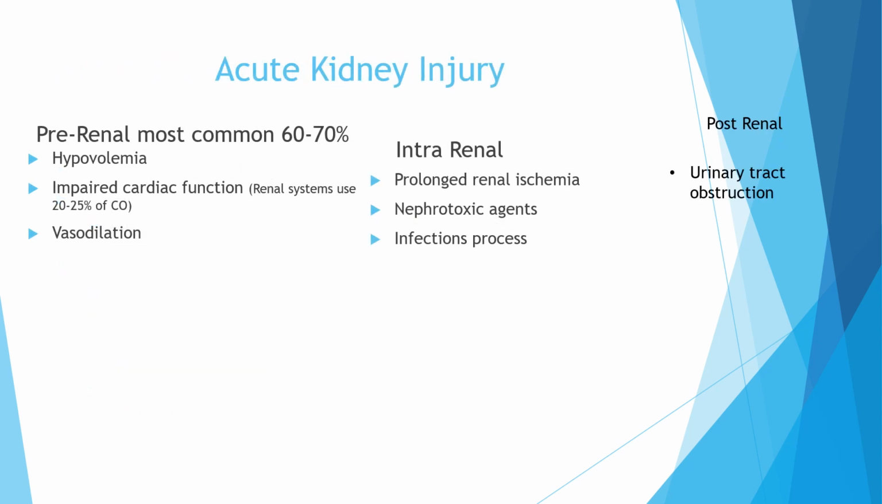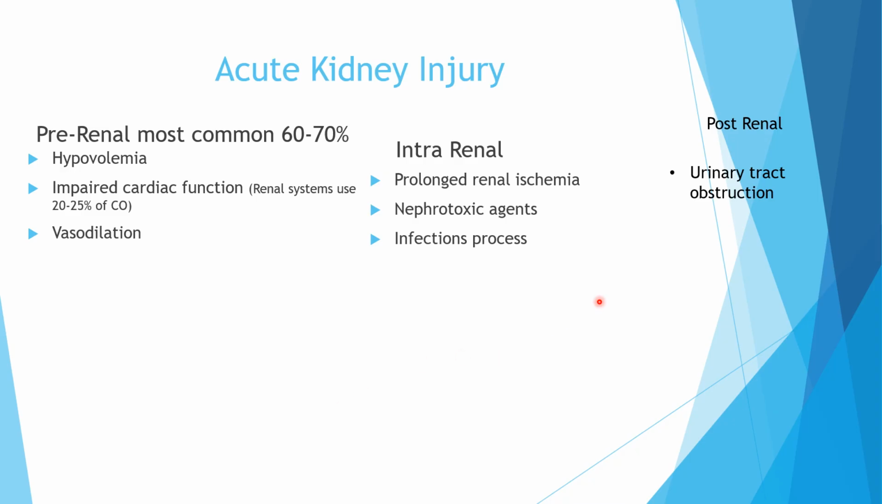An acute kidney injury can be prerenal, intrarenal, or postrenal. Our most common, 60 to 70% of the time, is going to be a prerenal injury. This is as a result of hypovolemia, decreased renal perfusion, or intense vasodilation, like sepsis.